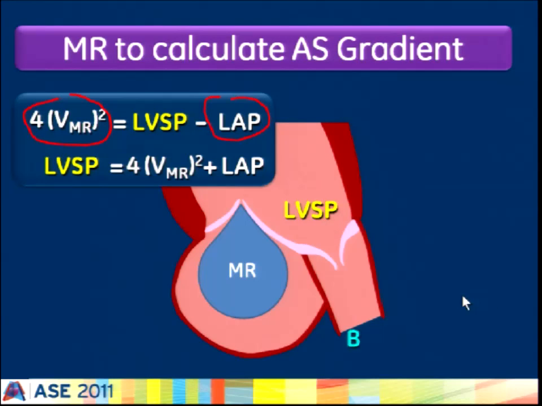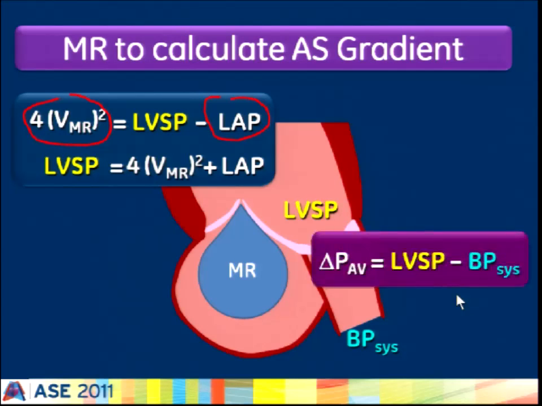If we then measure the patient's arm blood pressure, we can work out the pressure difference between the left ventricle and the arm, and this will give us an idea of the pressure gradient across the aortic valve or across the left ventricular outflow tract. So that's one way we can do this when we've got mitral regurgitation.